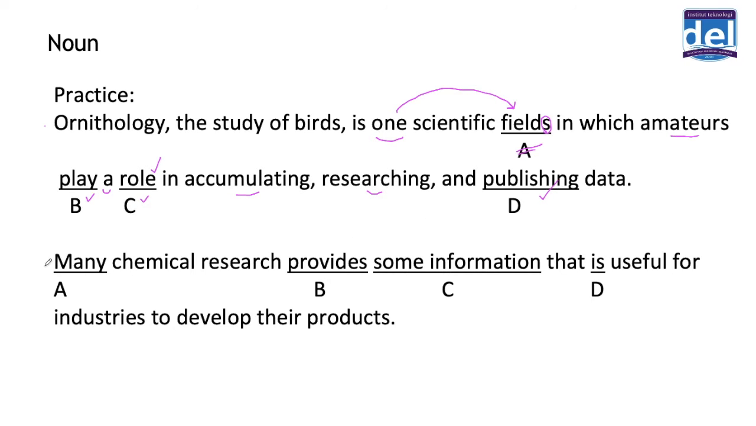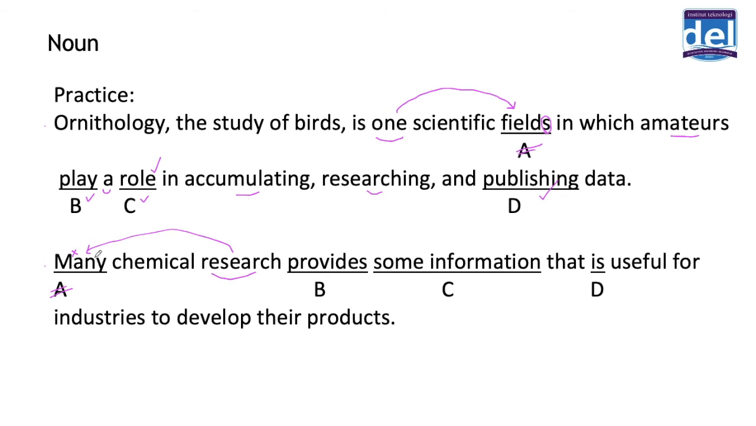Now let's check the second one. The answer is A. You know why? Because the noun is research. Research is an uncountable noun. You must not use many for uncountable nouns. Many is for countable nouns. So it's supposed to be maybe much, a lot of, or some.